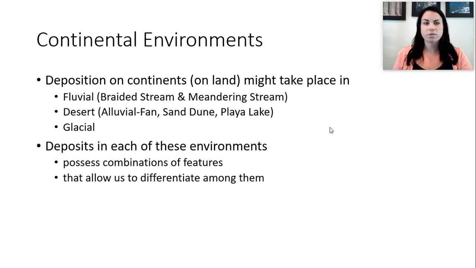So first, continental environments. These are deposited on land. Some of the examples would be braided stream and meandering stream, and those are called fluvial deposits. Things like an alluvial fan or sand dune, those are called desert. And then we have glacial deposits, which are, of course, associated with glaciers. Deposits in each of these environments possess combinations of features that allow us to distinguish between them. So for example, a braided stream is going to look really different than a sand dune.